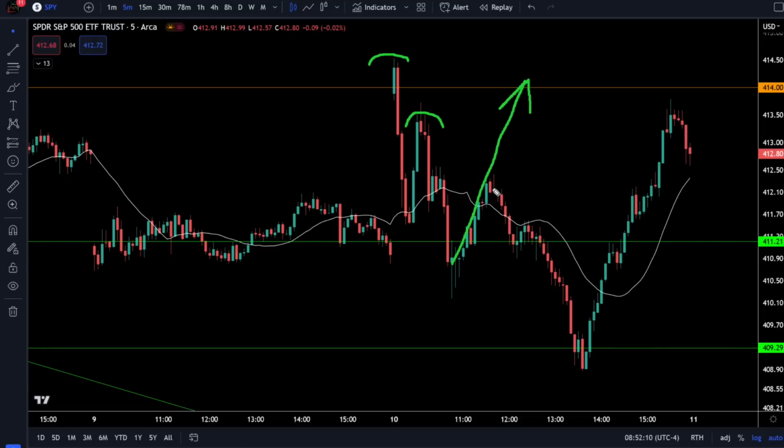And as you can see, we did not go all the way back up to 414, and we continued to put in lower highs as we continued into that downtrend. Remember, it's important to understand the trend in lower highs and lower lows is a bear trend, and we did have the lower low into the next lower high.